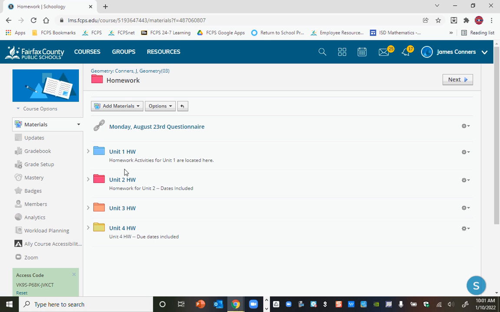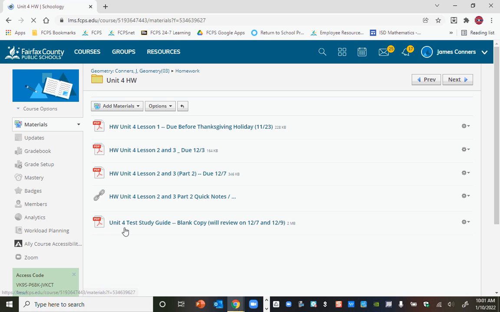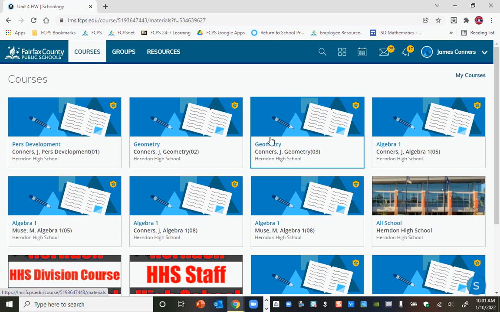Each section, unit 1, 2, 3, 4. Here, if you need blank copies, this is where the blank copy will be. So study guides as well. That's a blank copy. One more time. Oops.